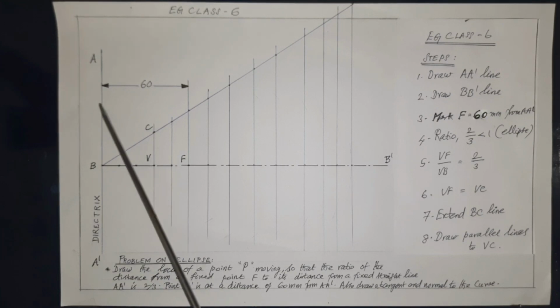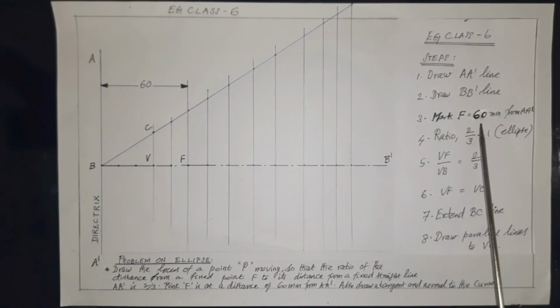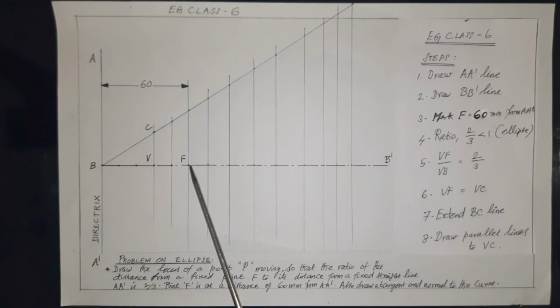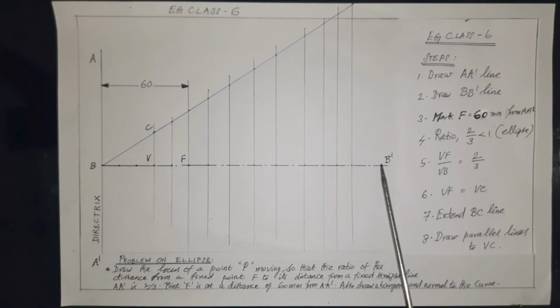First, draw the directrix line, that is this vertical line AA dash, at approximate vertical length. Next, draw the horizontal axis line, that is shown here as B dash, to the approximate length from the directrix. Next, as shown in step 3, we have to mark F equal to 60 mm. So mark the point F, that is called the focus, at 60 mm on the horizontal axis BB dash from the directrix AA dash. From the directrix AA dash to F it is 60 mm.